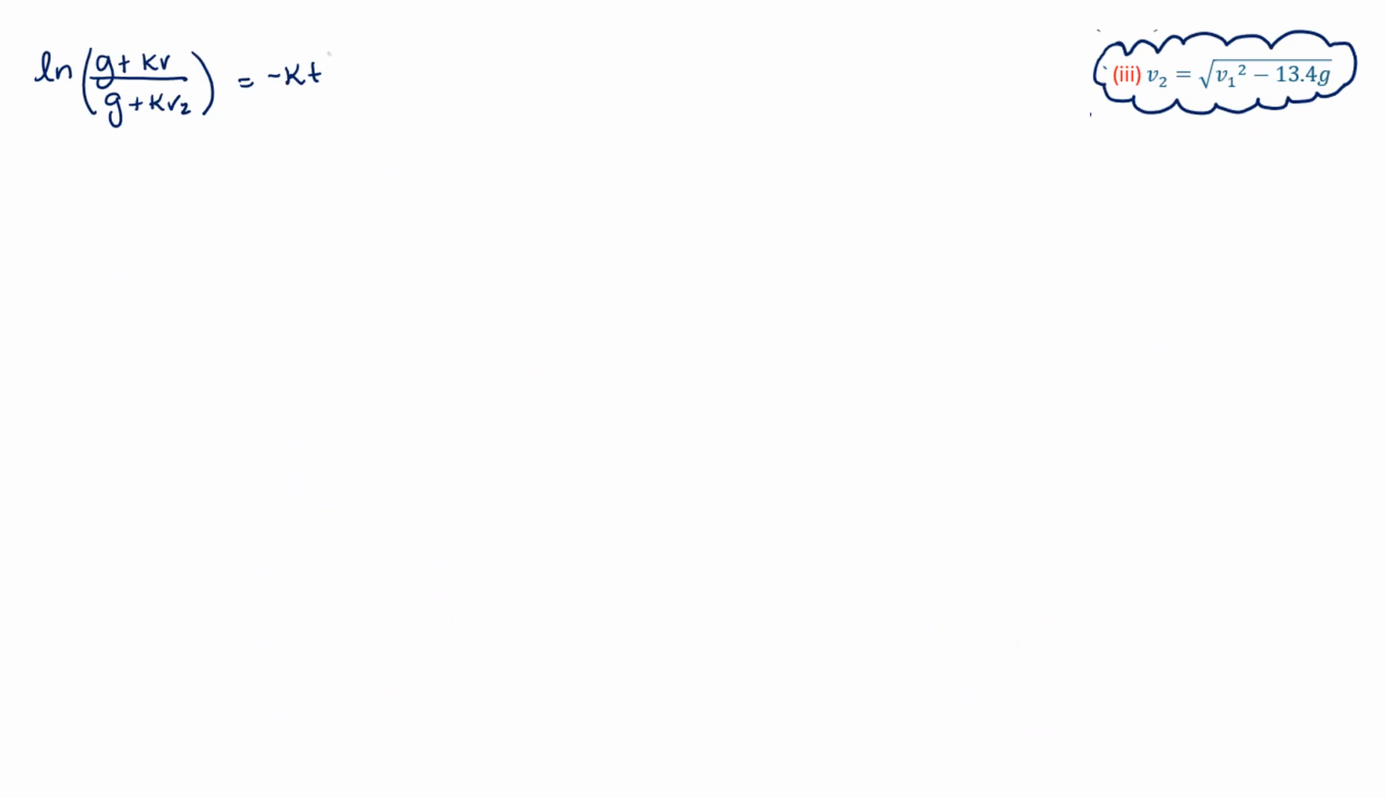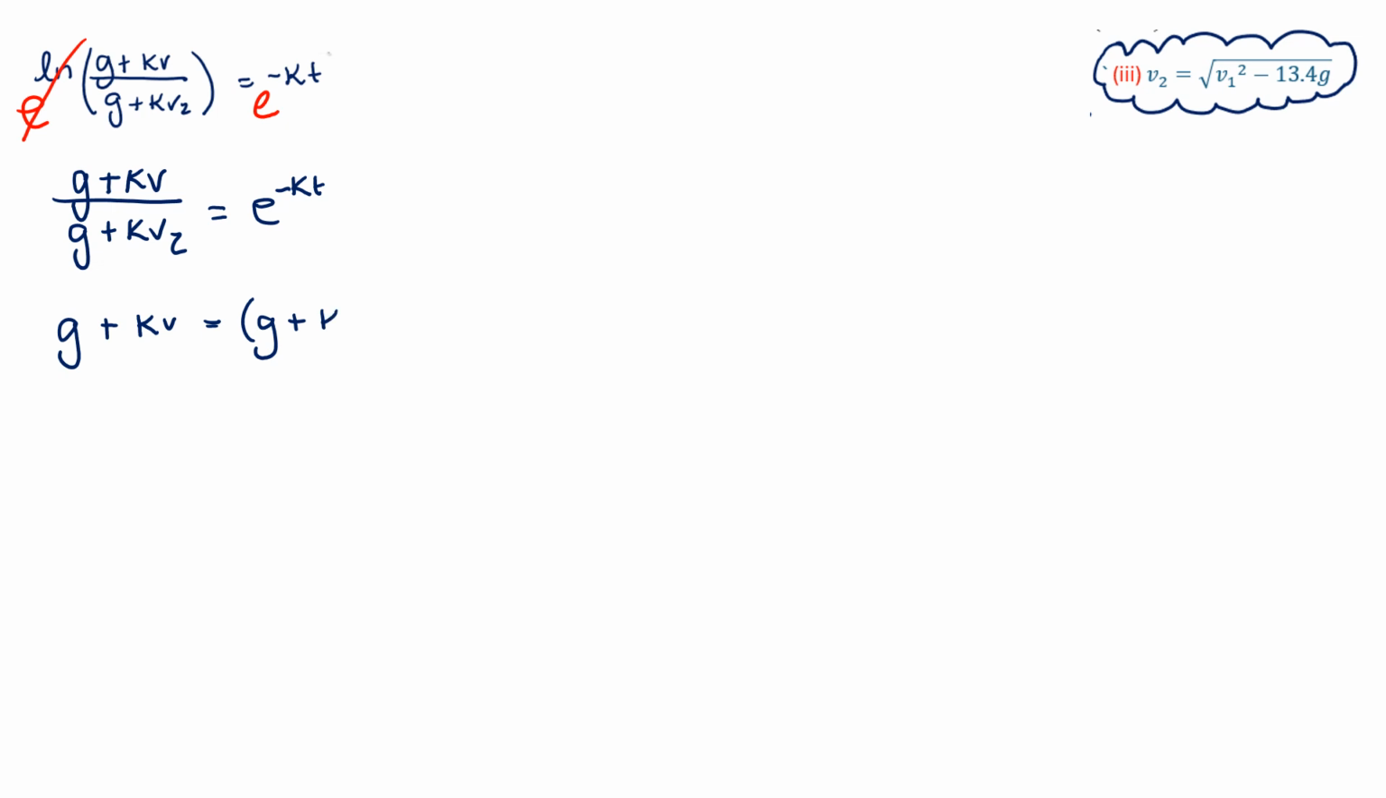Now just a bit more space to finish this off. We're going to get rid of that natural log. Let's do e to the power on both sides. And we get g plus kv over g plus kv2 is equal to e to the minus kt. Let's bring over that bottom line. So that's g plus kv2 e to the power of minus kt. kv is equal to g plus kv2 e to the power minus kt, take away that g, and final step is then we're dividing by k.